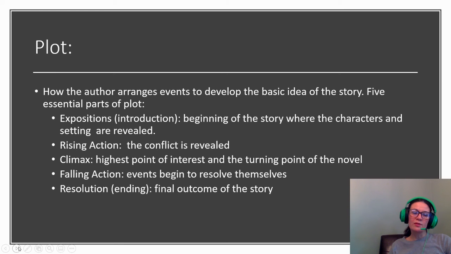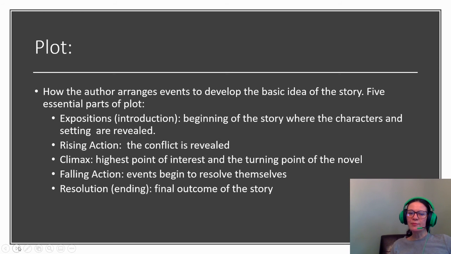Your plot is how the author arranged events to develop the basic idea of the story, and there are going to be 5 points to your plot. The exposition, well, this is the intro. In the very beginning of the story, it's where the characters and settings are revealed. It sets up a picture for your readers to imagine what's going to happen. You have your rising action. This is the time where the conflict or the problem is revealed, and your readers are like, oh, wow, they're dealing with this situation. How are they going to get out of it?